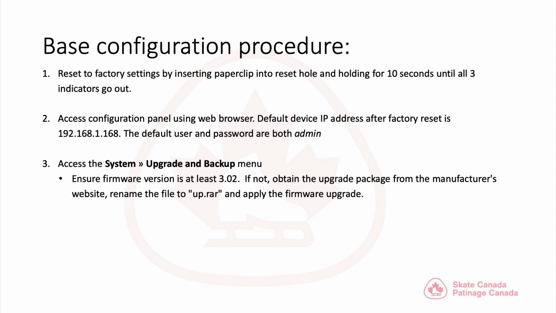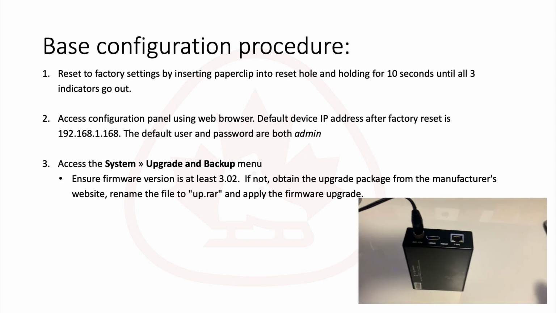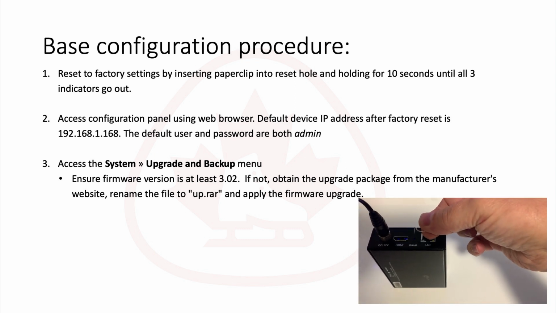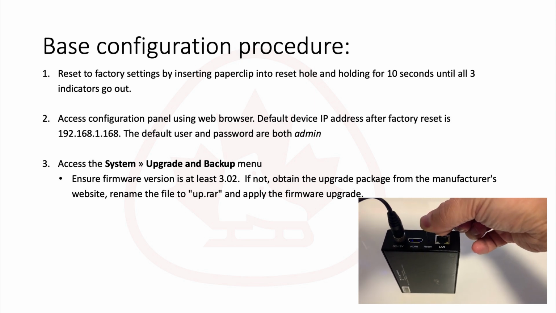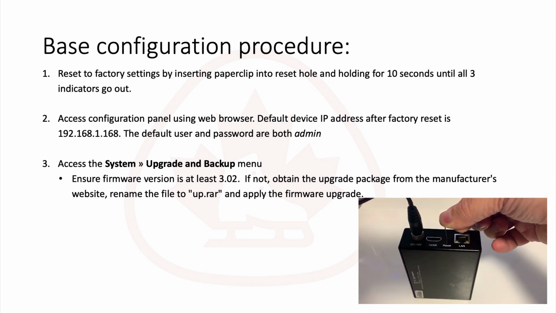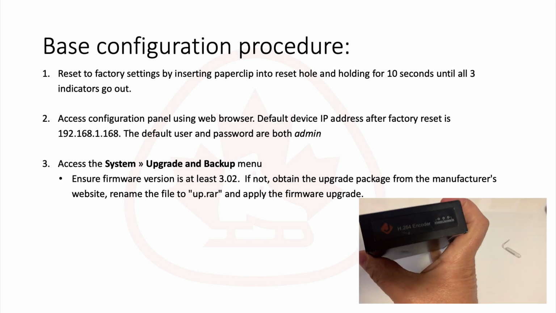To get started, we'll first need to make sure that several default settings are in place. To do that, we'll factory reset the device. First, make sure the power cord is connected and your device is plugged in, then insert a paper clip into the reset hole and hold it there for at least 10 seconds. If you've held it long enough, the indicator lights on the front of the device will turn off.